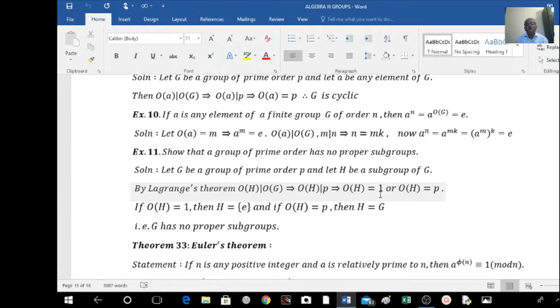If order of H equals 1, H consists of only one element, that is nothing but the identity element. So H equals E. If order of H equals p, H consists of all the elements of G. So order of H equals p, therefore H is equal to G. Therefore this shows that G has no proper subgroups.